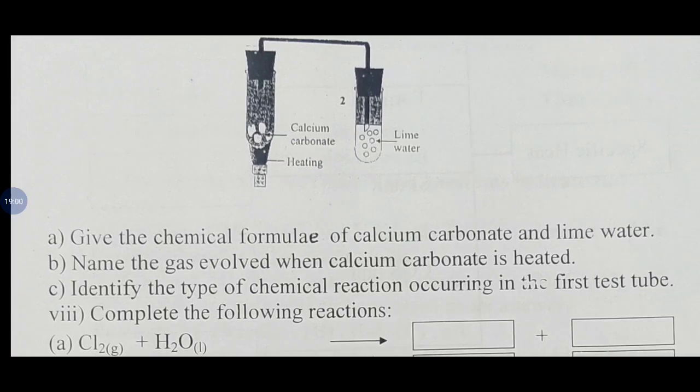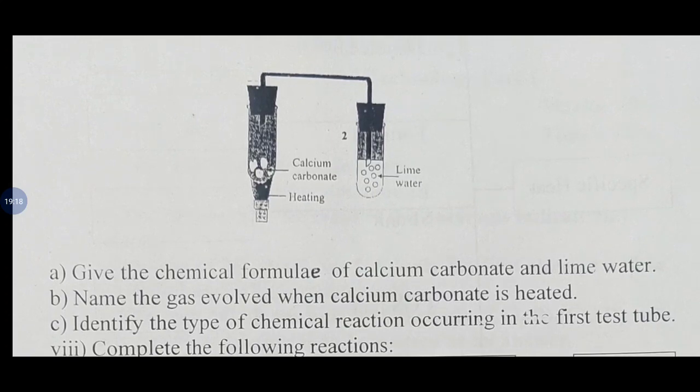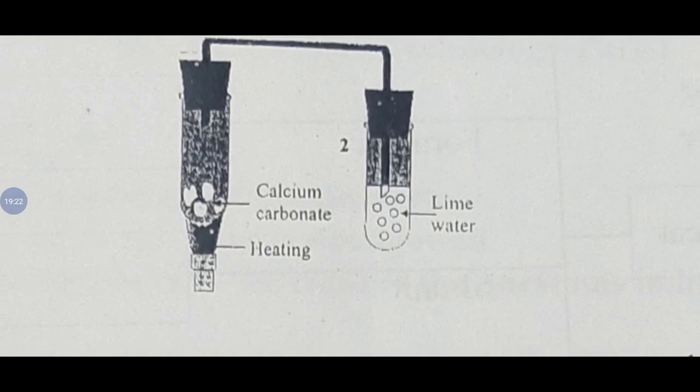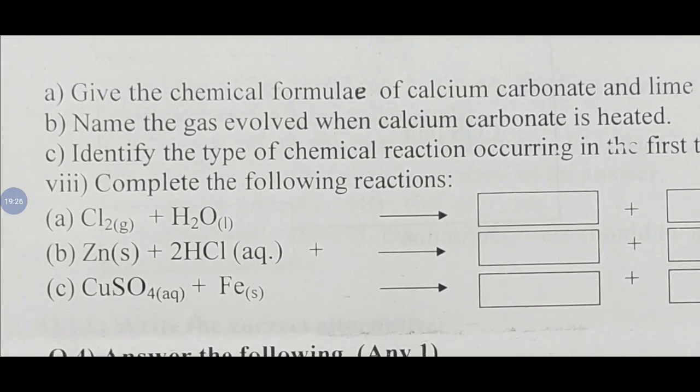A option is there. Give the chemical formulae of calcium carbonate and lime water. Name the gas evolved when calcium carbonate is heated, and identify the type of chemical reaction occurring in the first test tube. Clear? Are all getting? Numbers are given. Left side test tube is number 1 and right side test tube is number 2. Clear?